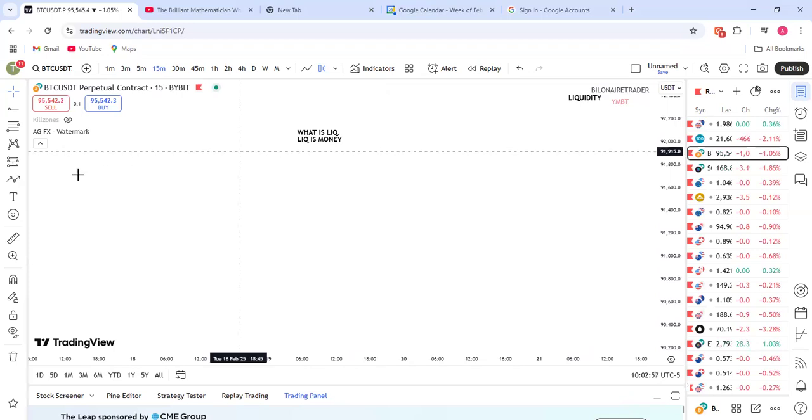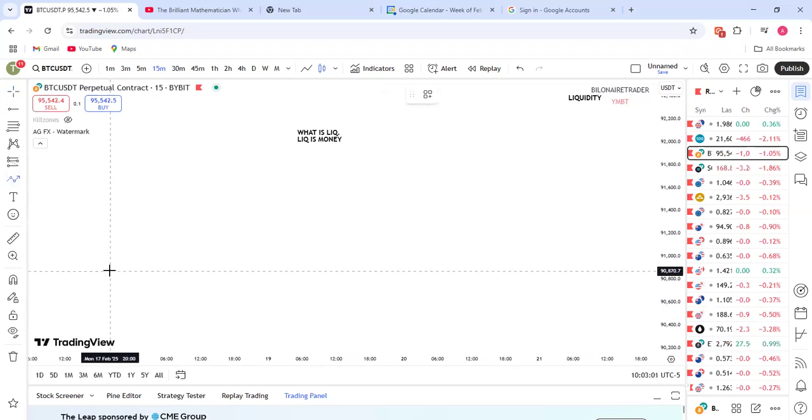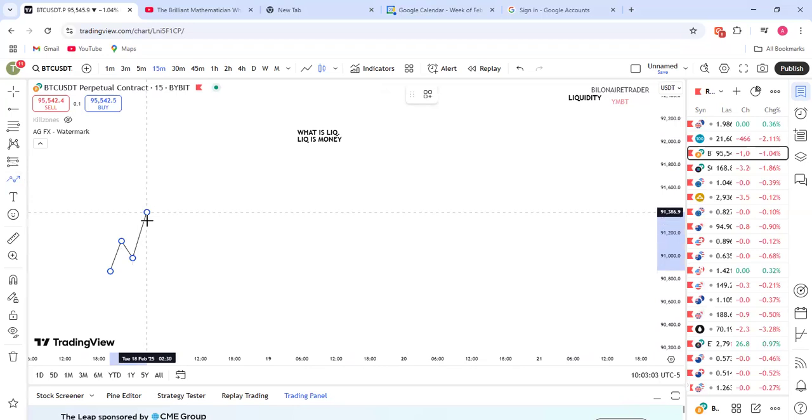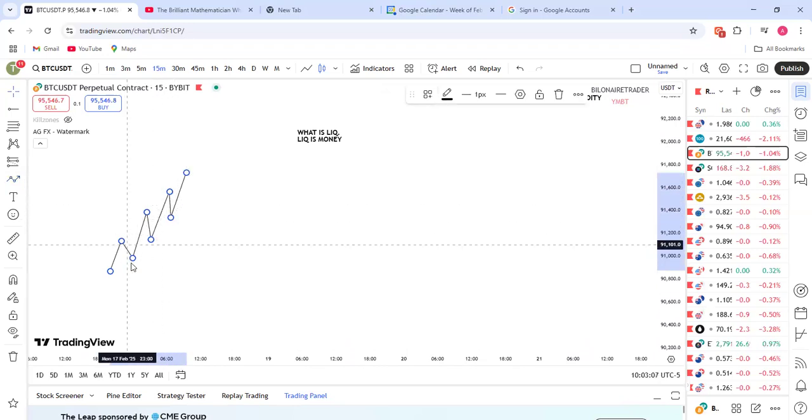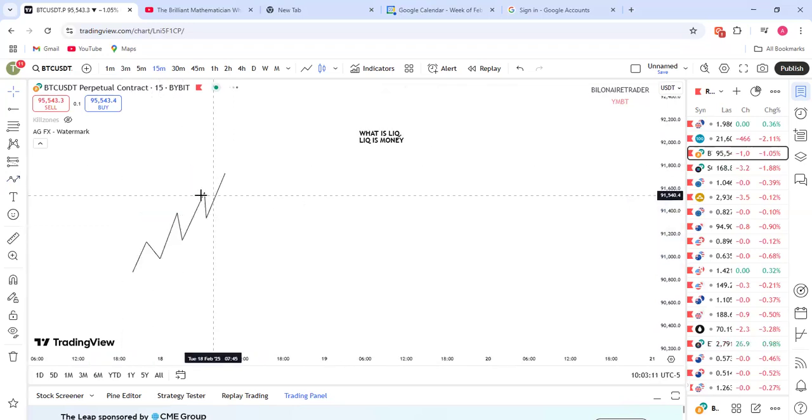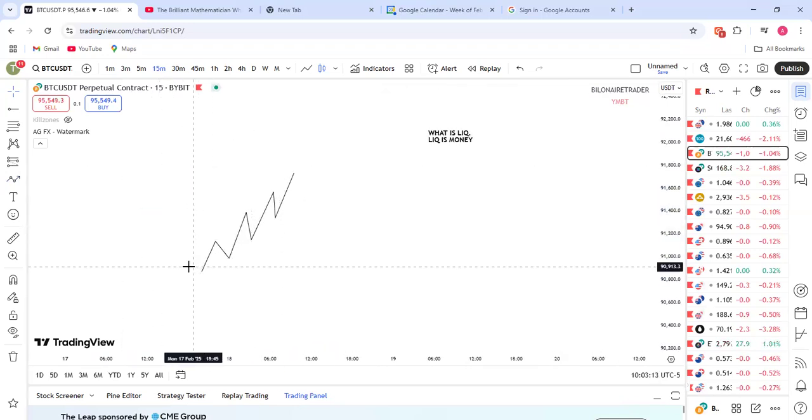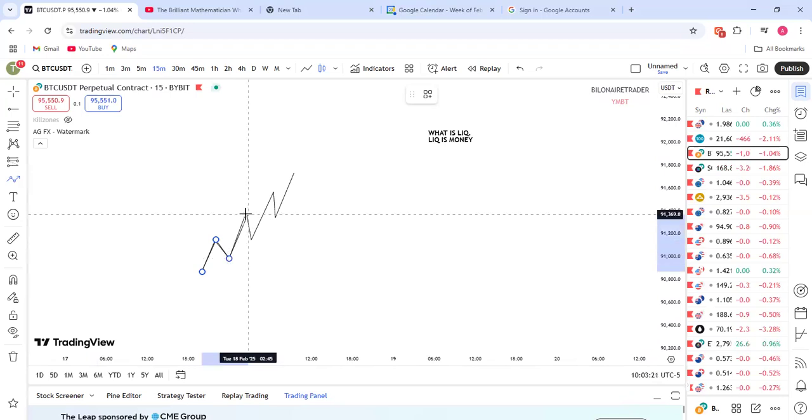For example, let's say the market is bullish. It has been a series of higher highs and higher lows, higher highs, higher lows, higher highs. Now, why did the market move from this point A to this point B and come back to this point C before going up here?